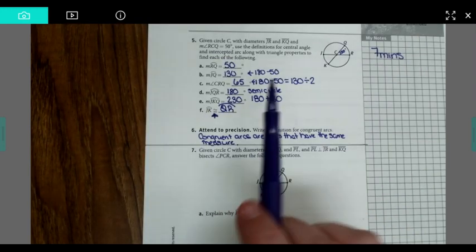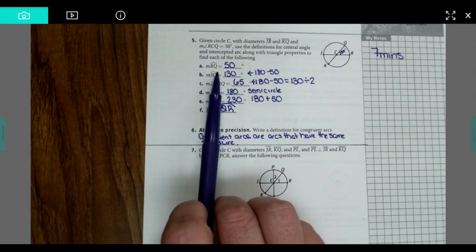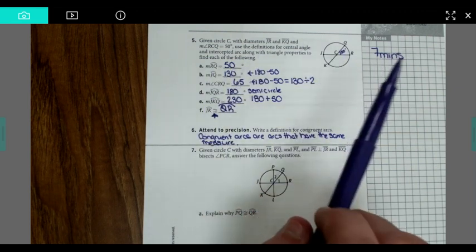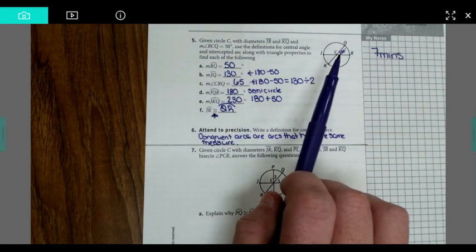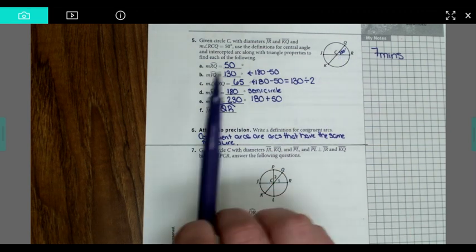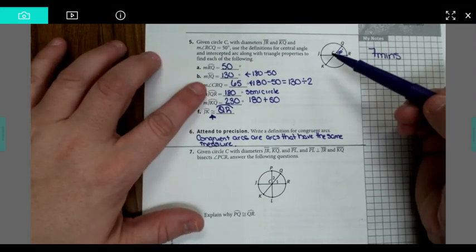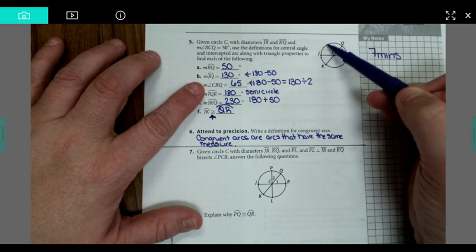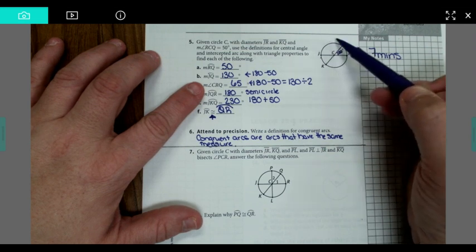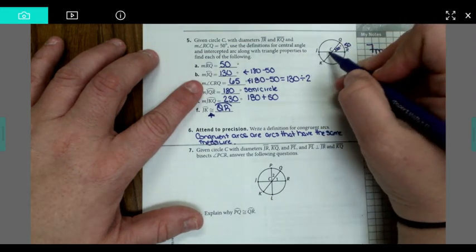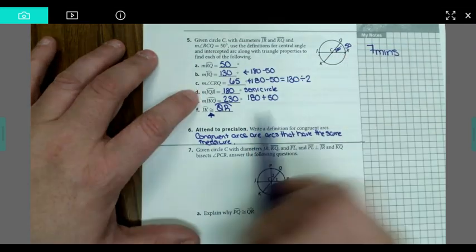All right. So I went back to the fact that on the previous page, it said minor arcs have the same measure as their central angles. Well, if it told me that this angle was 50 degrees, that means that this arc must also be 50 degrees. JQ is this arc right here. Well, if I know that this is a diameter, that means it's 180 degrees, but I also know that this is 50. So 180 minus 50 would have been 130.